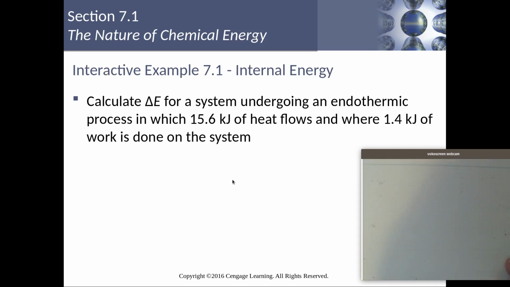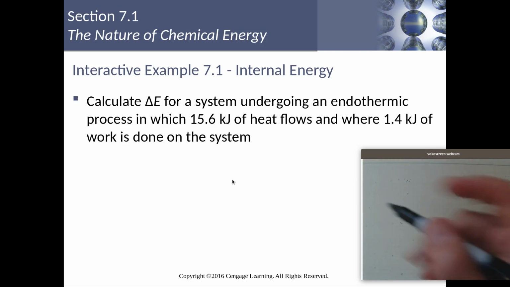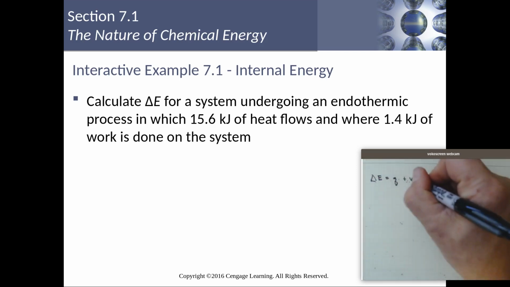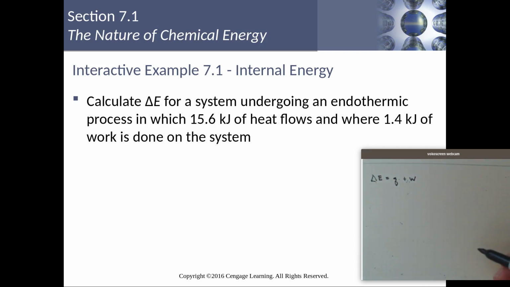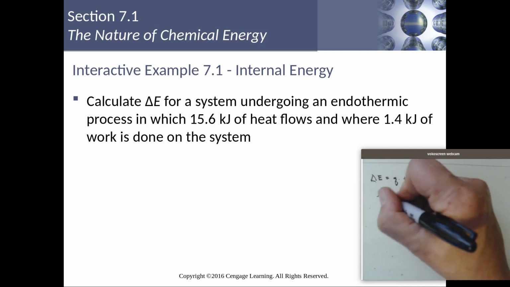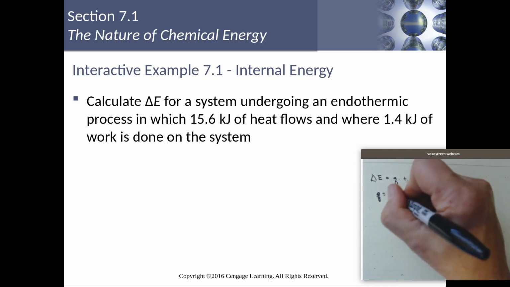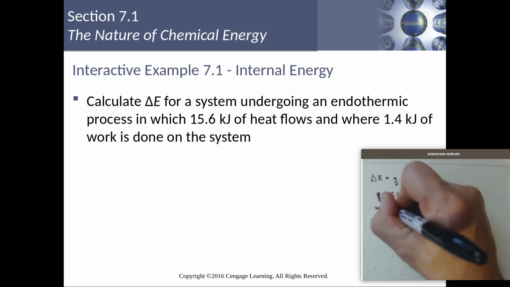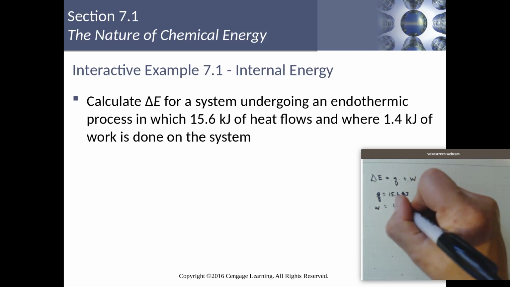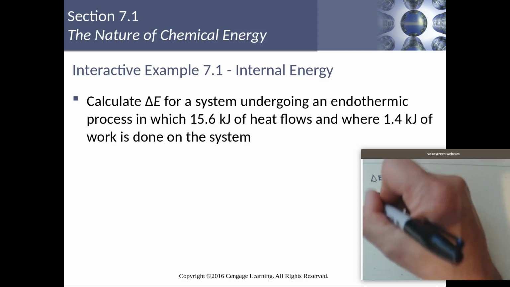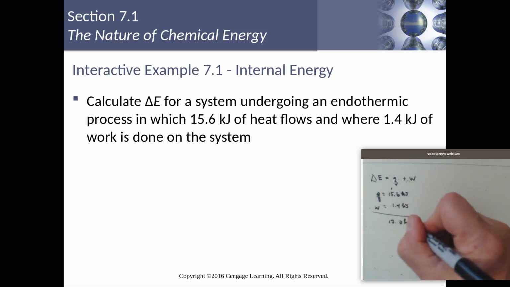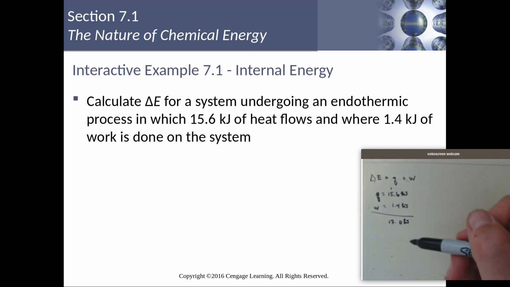So again, let's look at this problem. Delta E is equal to Q added to the system plus the work done on the system: heat added to the system, work done on the system. So Q is going to be 15.6 kilojoules of heat that I added to the system. W is going to be 1.4 kilojoules that I added to the system. Q plus W, carry the 1, I get 17 kilojoules of energy.